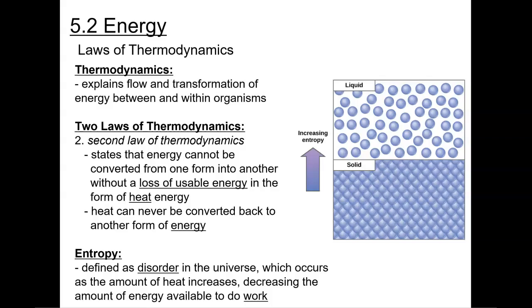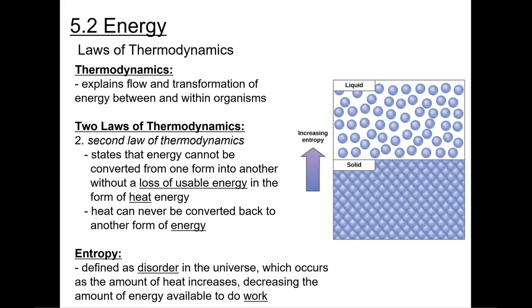Now the second type, you have second law of thermodynamics, which states that energy cannot be converted from one form to another without a loss of usable energy in the form of heat. And remember, this type of energy they consider to be the most wasteful. We lose a lot of energy during a lot of processes through heat. So heat can never be converted back to another form of energy. And that's why they say that's the most kind of useless, usable energy.